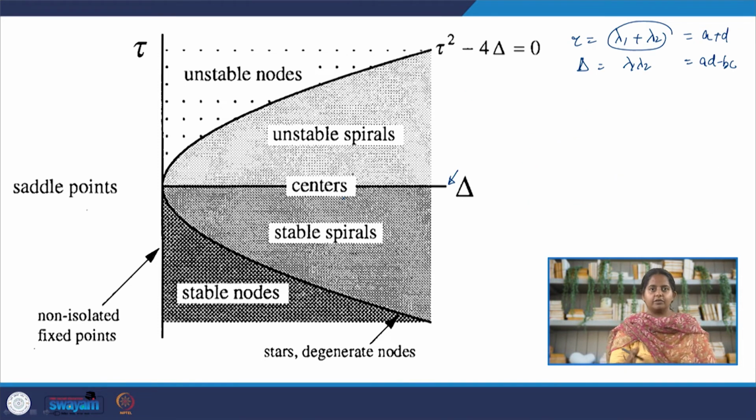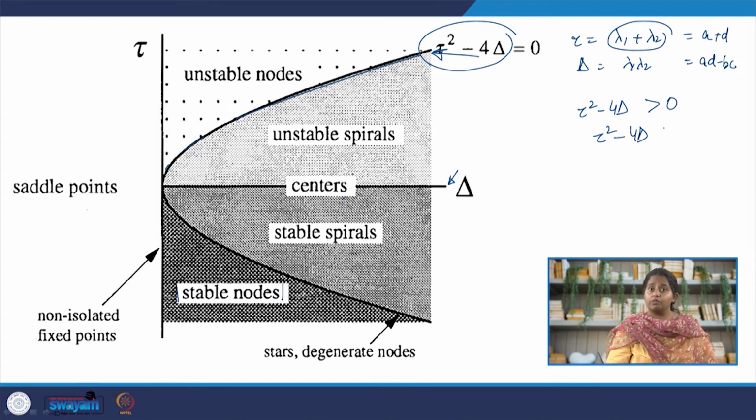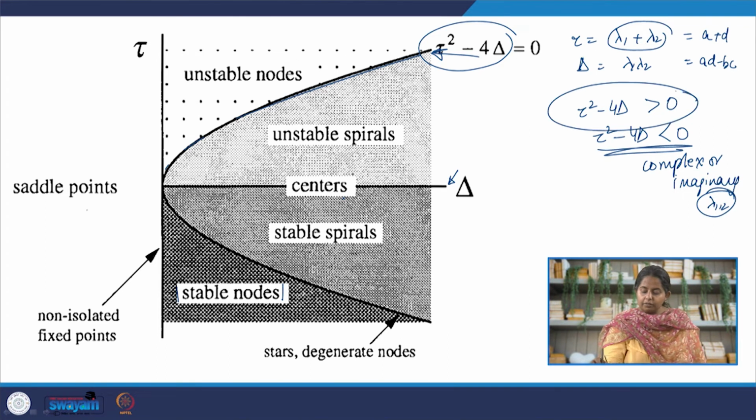Okay, now let us look at the case of stable nodes. So, we are dealing with stable nodes. What is happening in stable nodes? First things first, tau square minus 4 delta is greater than 0, which means if we draw a curve, this curve that you see here, this line is basically tau square minus 4 delta. Any point inside the curve corresponds to the situation when tau square minus 4 delta is less than 0. So, this is where we are dealing with complex or imaginary eigenvalues. Okay. For tau square minus 4 delta greater than 0, we are talking about all the points that are outside this curve. In this case, we are dealing with purely real eigenvalues.